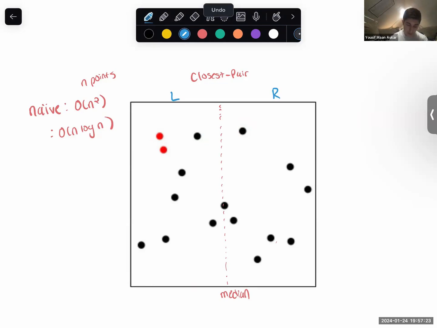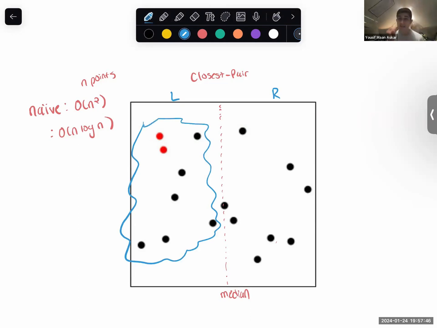So I'm going to do as follows. What I want you to do, and I'm going to do this recursively, that's the divide part, is give me the smallest distance from the left side. All right, give me the smallest distance from the left side. So I'm going to call my function recursively on all the points on my left side.